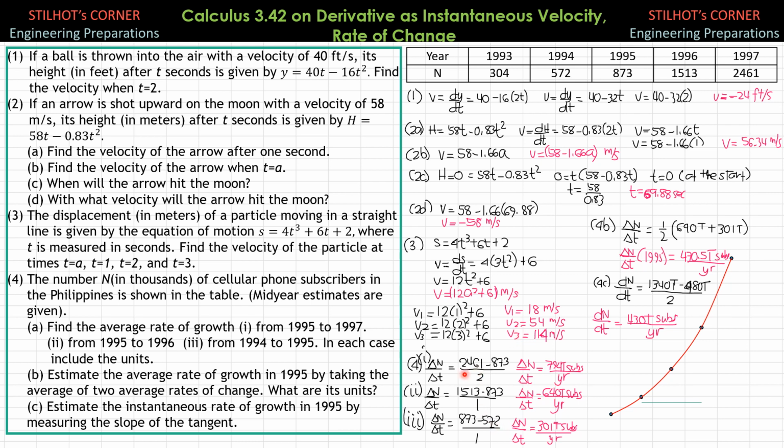So 2461, for part A, the average rate of growth is delta N over delta t. So 2461 minus 873, remember these are in thousands, divided by 2 years. So delta N over delta t, the average growth rate for those periods 1995 to 1997 in 1,000 subscribers is 794,000 subscribers per year.